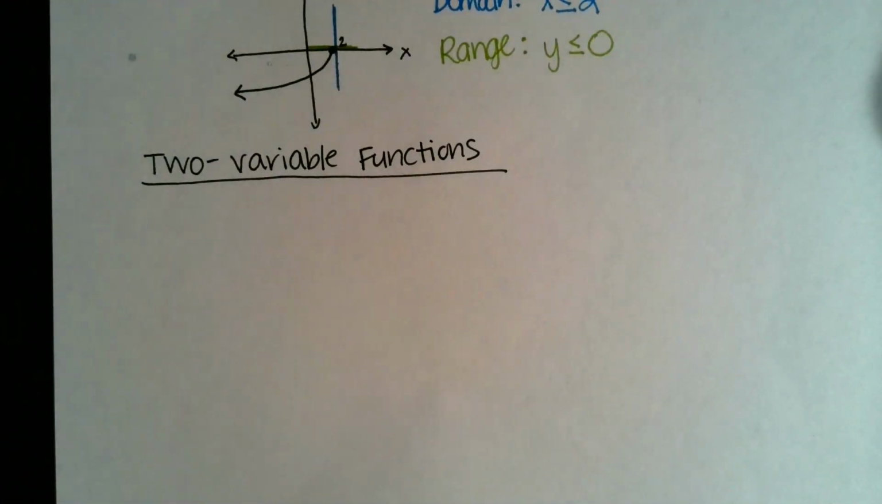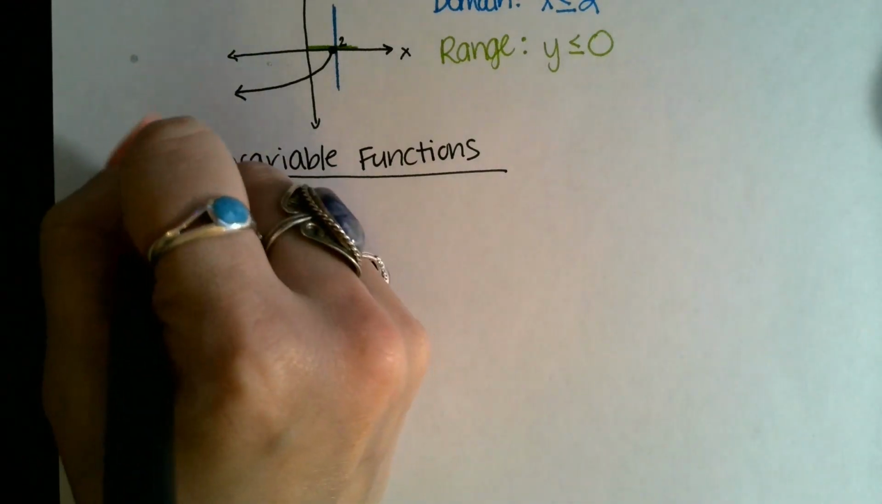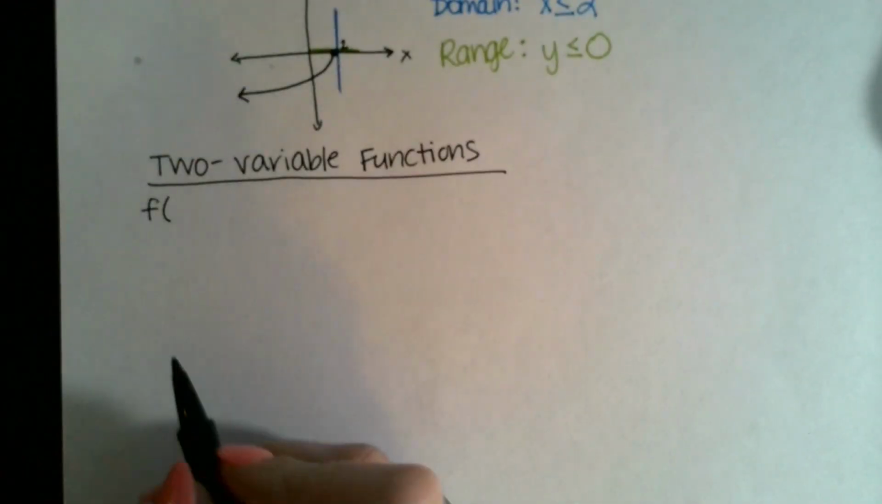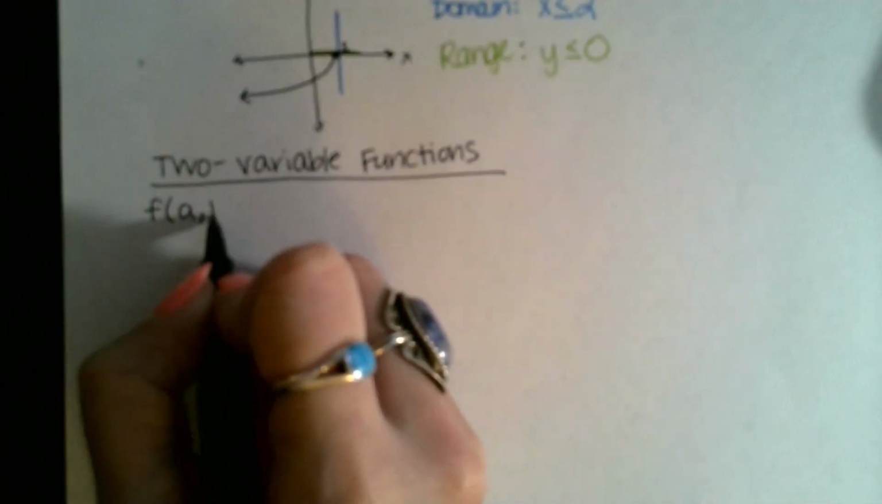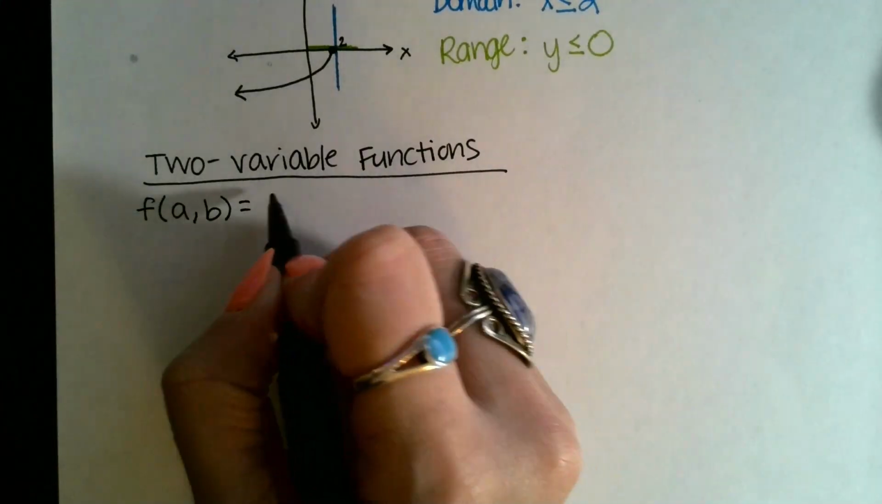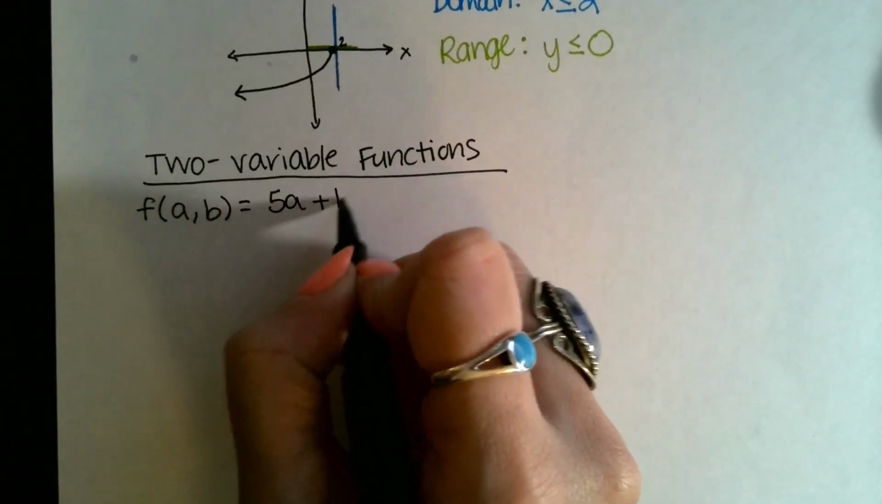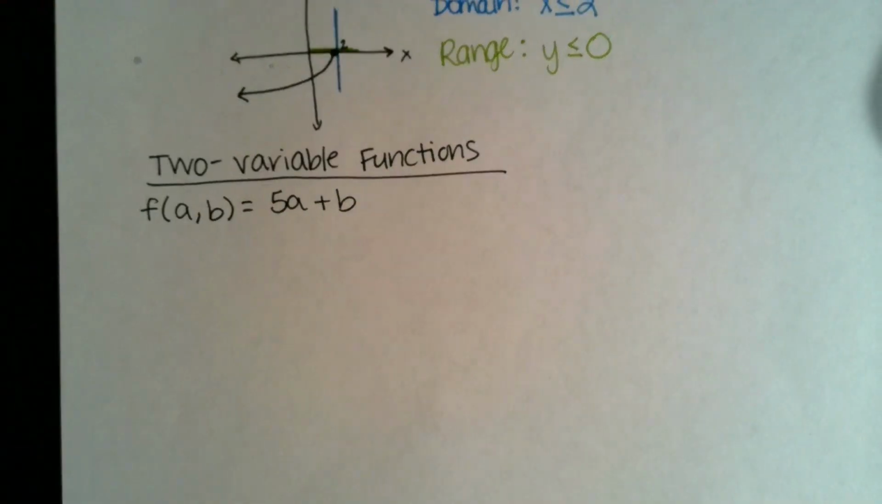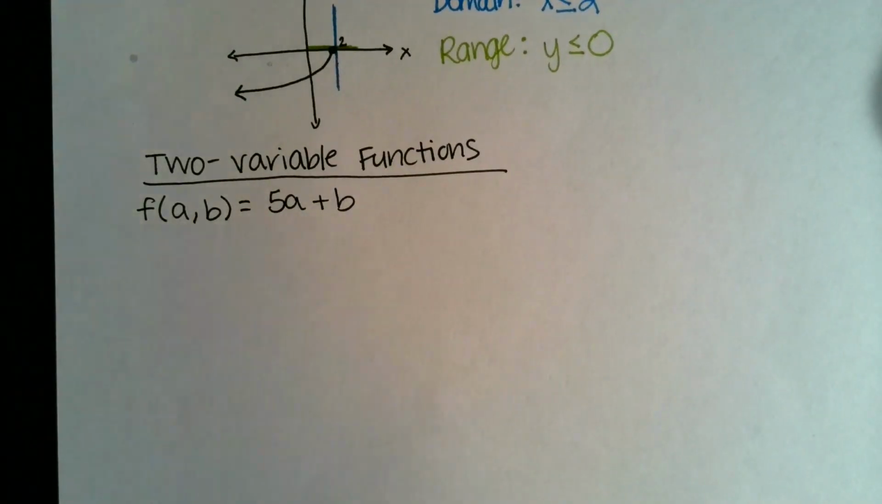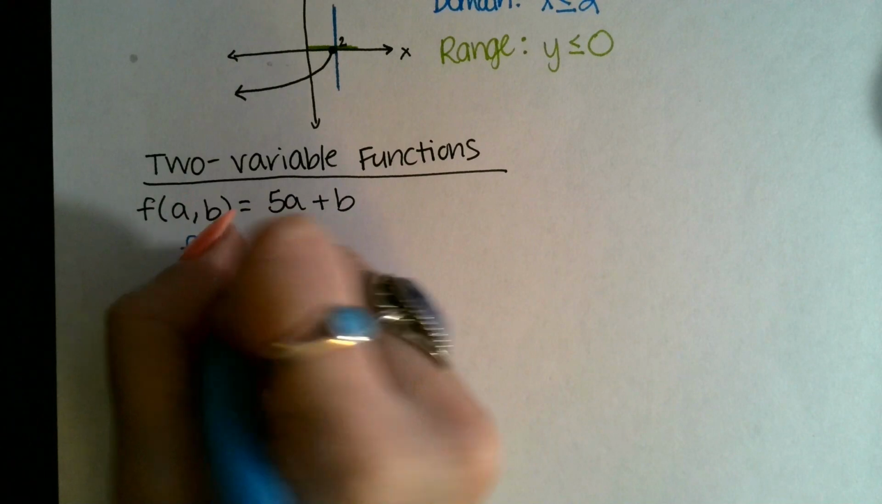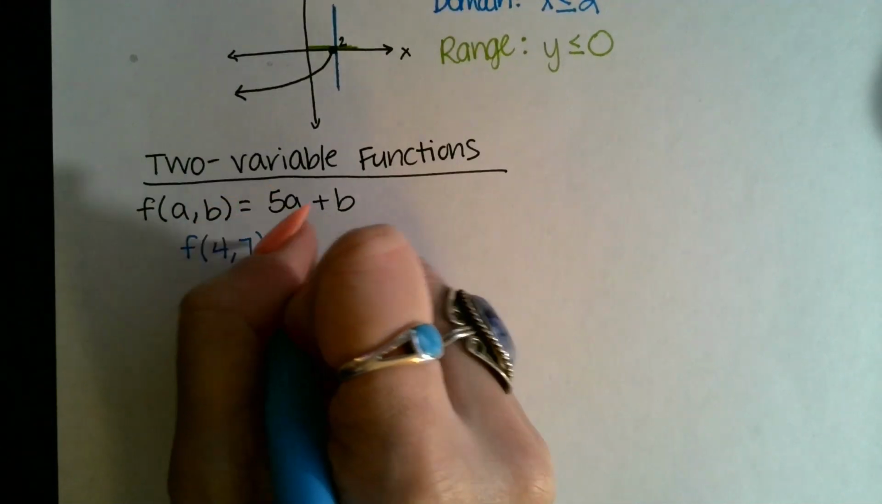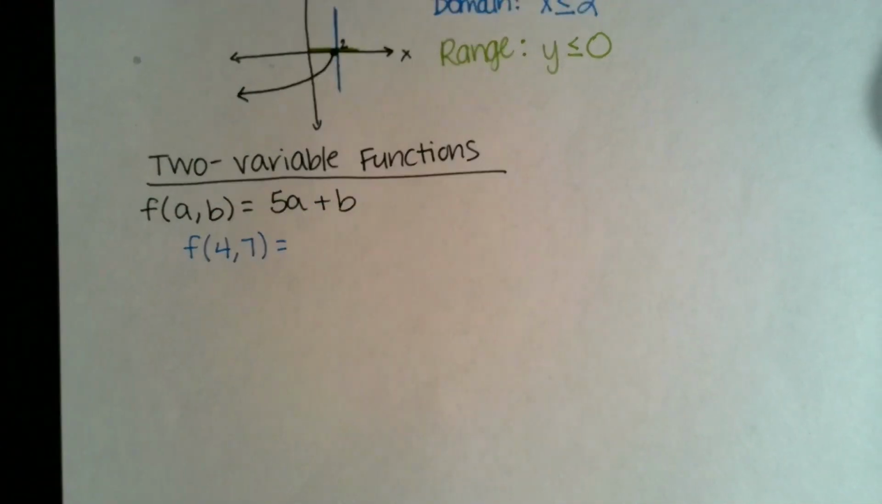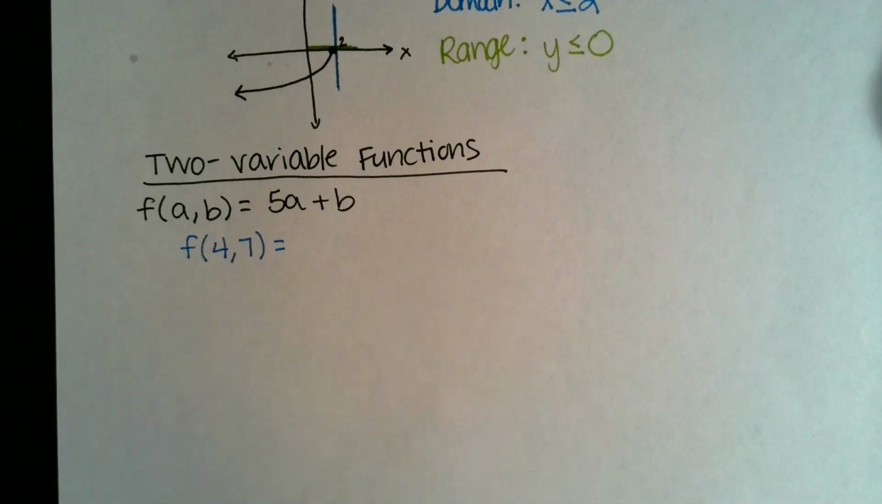So I'm going to show you 2 options. The first one is function notation. So it looks like f of a comma b equals 5a plus b. So it's just saying we have 2 inputs, and this is the rule that you use. So if I want to find f of 4 and 7, 4 is my A and 7 is my B. And that's it. You're just plugging stuff in and finding an answer.